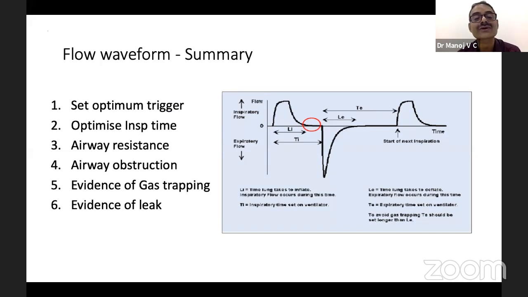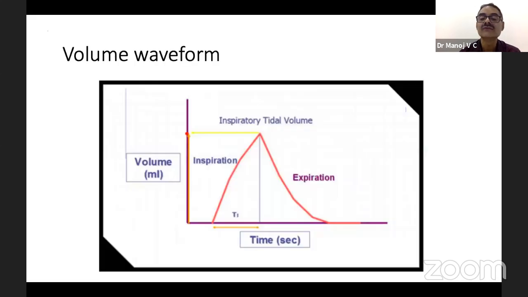So very good. If you understand the flow concept in ventilation, probably the conventional ventilation, you know more than half of the concepts. We come to the last of the waveforms, that is the volume waveform. Now the volume waveform is very simple. You have an inspiratory volume, and once the peak is reached, that is your inspiratory tidal volume, and then expiration. So this is the tidal volume that you are getting with time. That is a simple volume waveform, and it has limited utility.